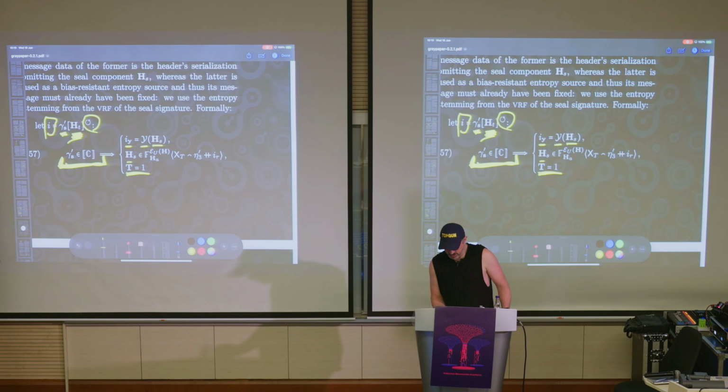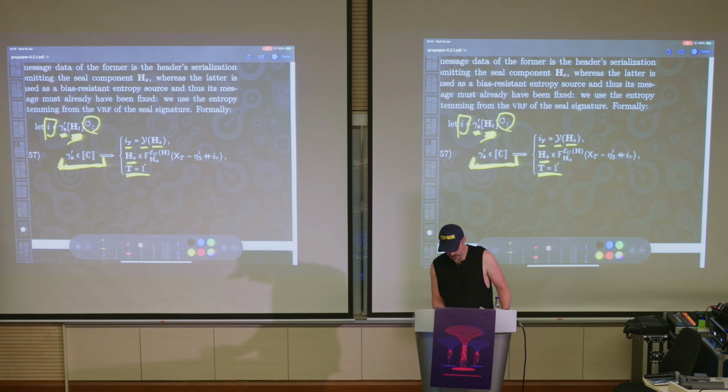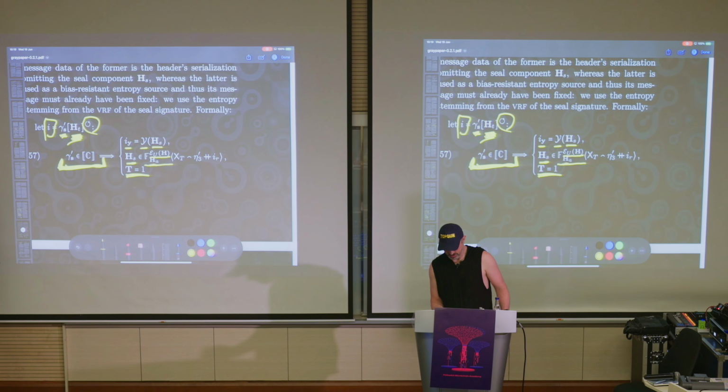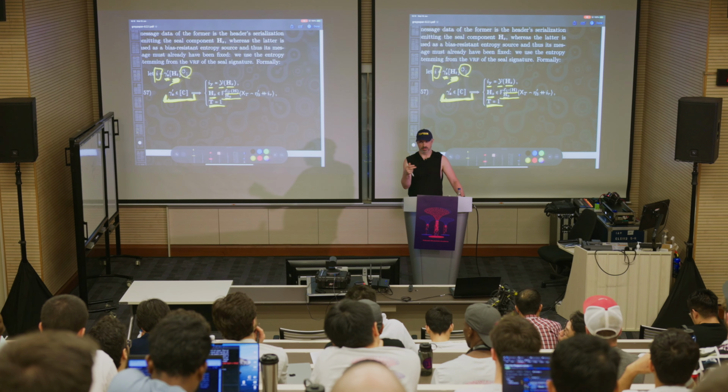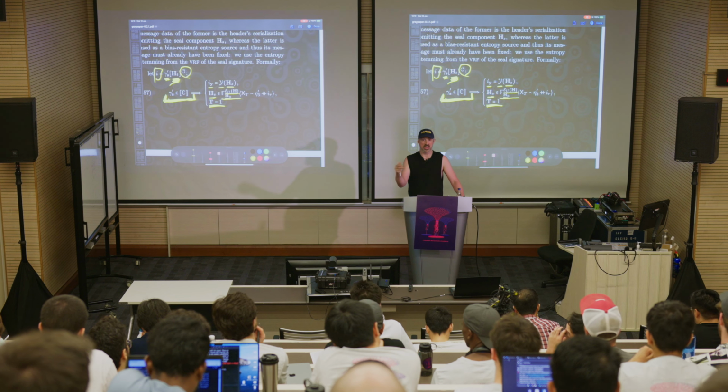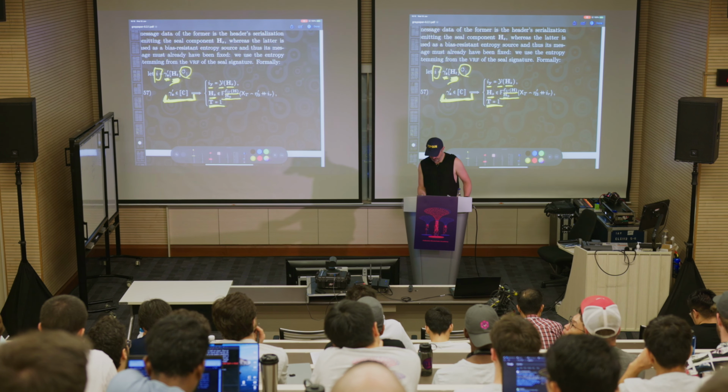We require the seal to be a signature, a Bandersnatch signature as it happens, on the unsigned encoding of the header. So that's the sort of message. For the supposed author of the block, HA, this is the author's key, right? If you remember, we had HK and HA. HK is the index into the current validator set. HA is the key that index represents.